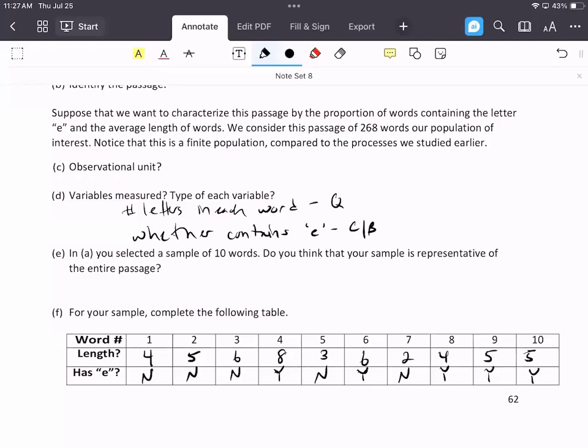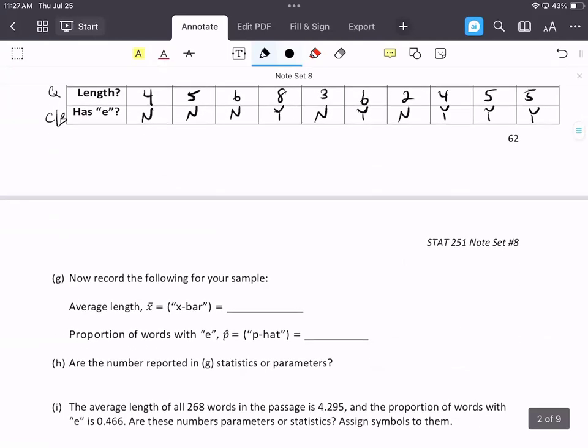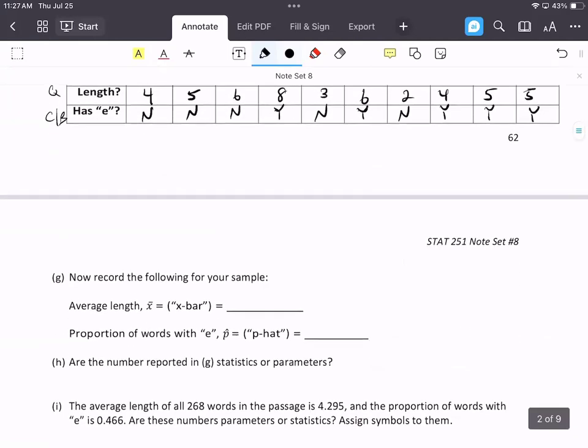So there's my completed table. You can see the length is the quantitative variable in here. Whether it has letter E is my categorical binary. Now it asks in part G to record the following for your sample: the average length and the proportion of the words with letter E.